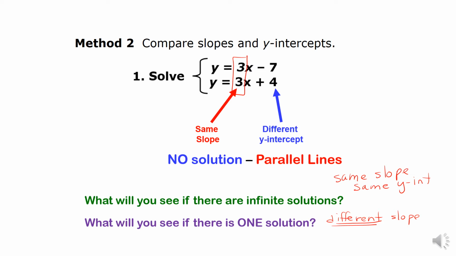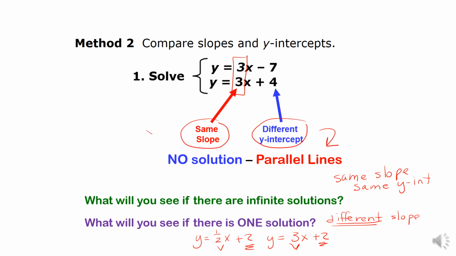If you're thinking about an exception, you would say y equals 1/2 x plus 2 and y equals 3x plus 2, and you think, oh, they have the same y-intercept. That just means that that's their point of intersection. Because they have a different slope, they will cross each other. So that's what you have to be careful about. Same slope, different y-intercept: parallel lines, no solution. Same slope, same y-intercept: it means the same line, and infinite solutions.